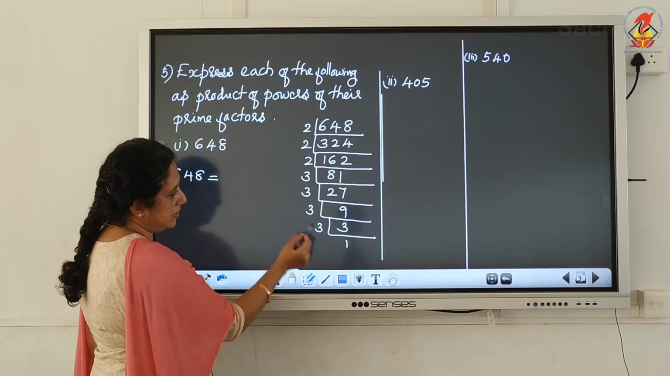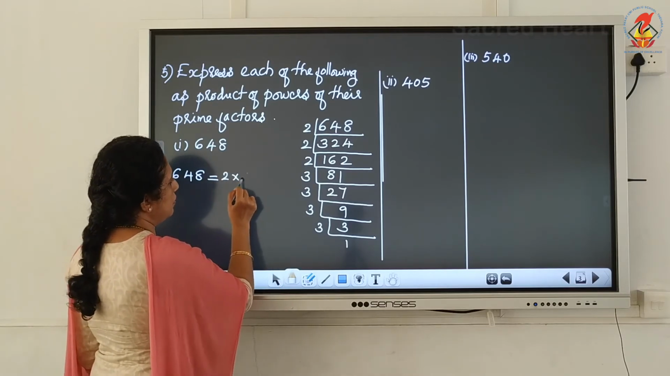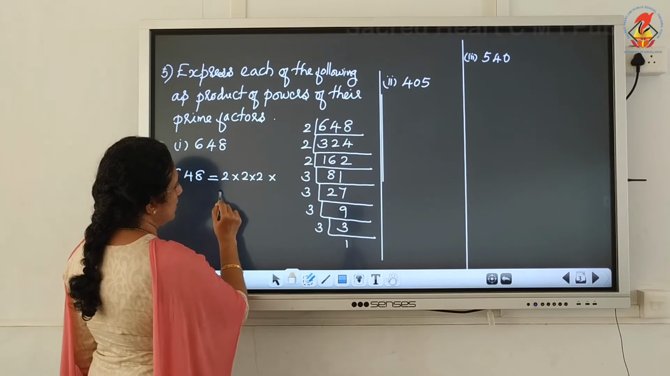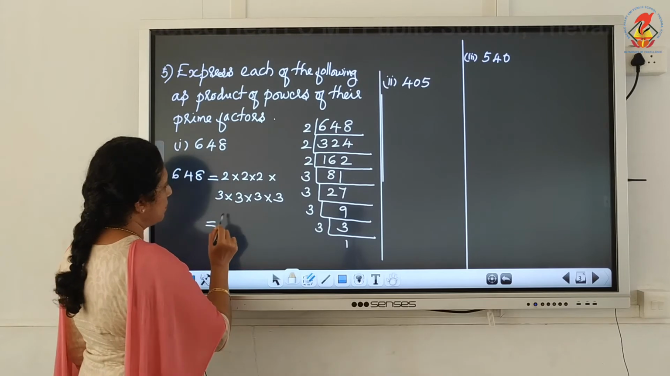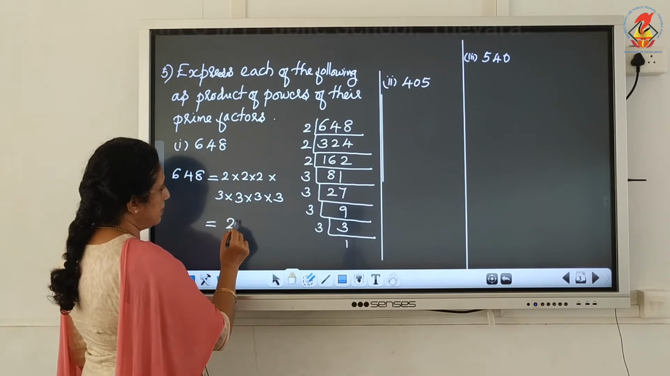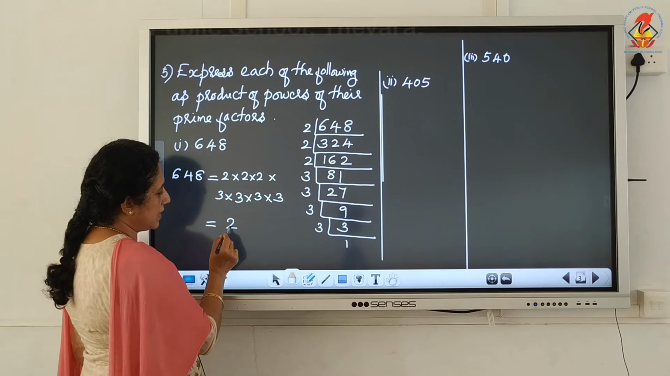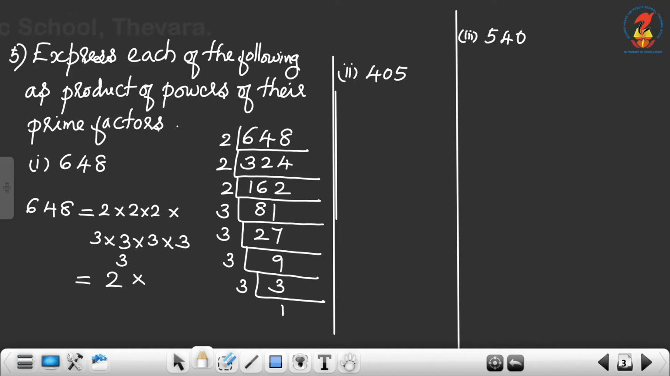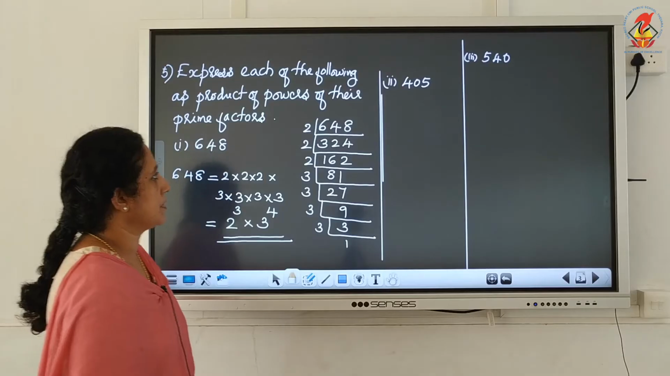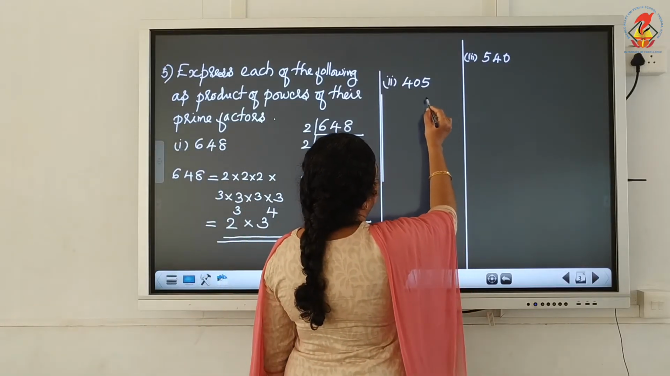And 3 is repeated 4 times. So 2 into 2 into 2 into 3 into 3 into 3 into 3 equal to, then 2 is multiplied by itself 3 times. So we can write it as 2 raised to the power 3 into 3 multiplied by itself 4 times, so 3 raised to the power 4. So the answer is 2 raised to the power 3 into 3 raised to the power 4. Now next one, 405.